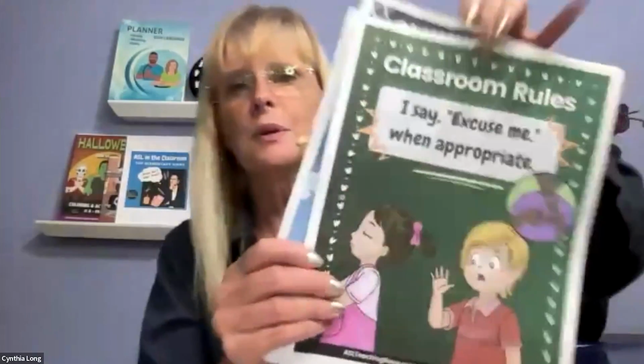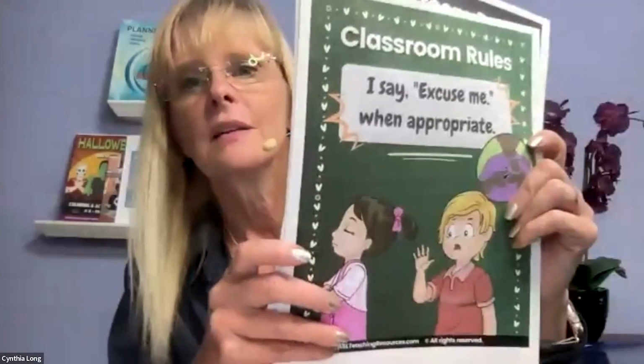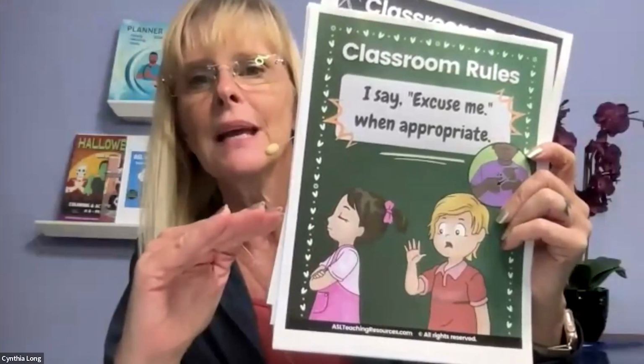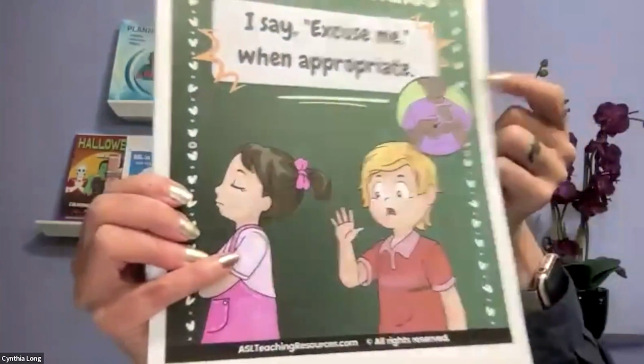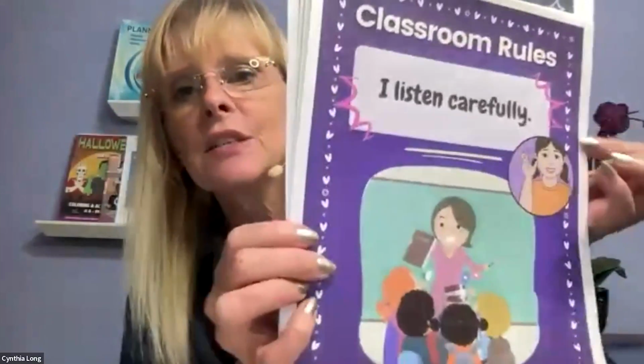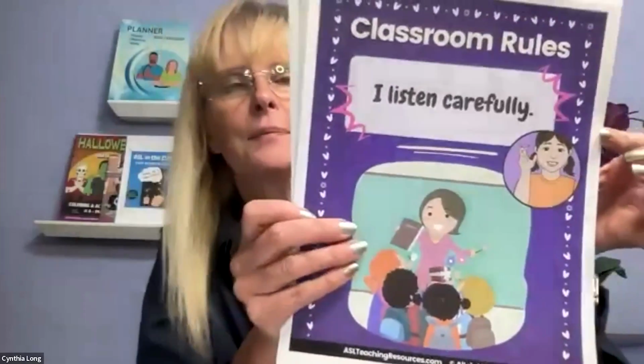Okay, classroom rules. So I can say, excuse me, when it's appropriate. And then you have the sign right here in the corner. Another one might be, I can listen carefully. And so again, you have the sign.